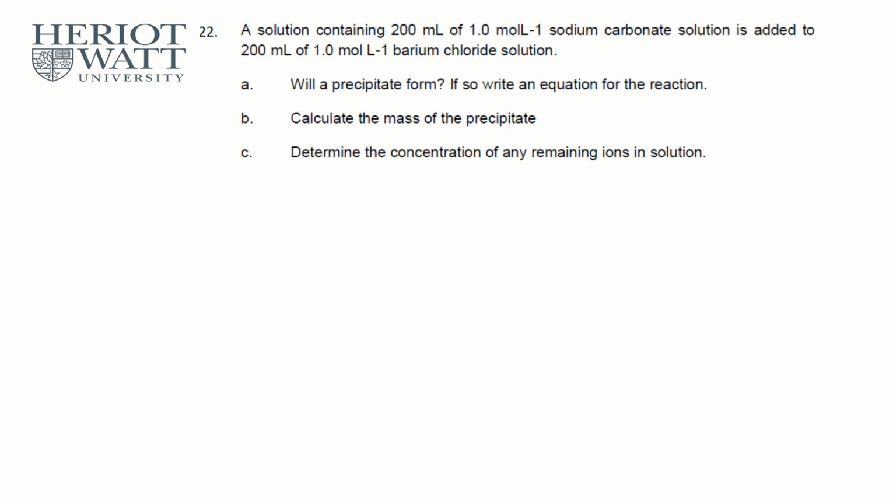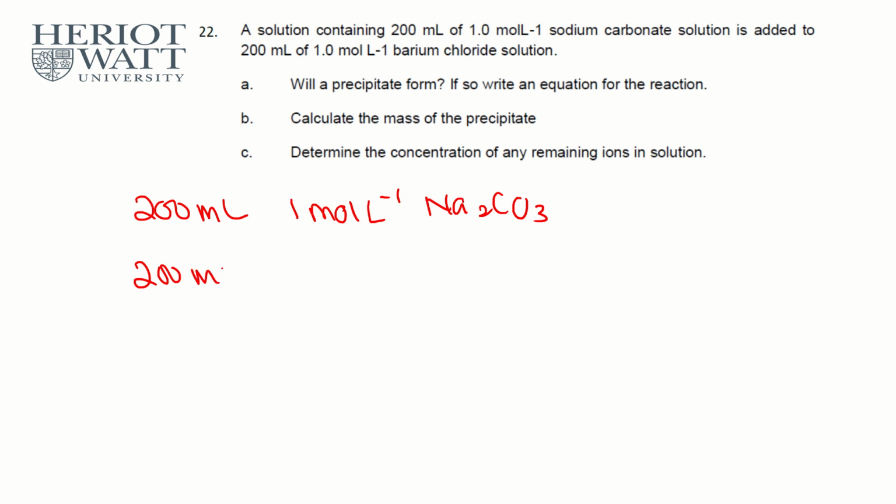Now a solution containing 200 ml of 1 mole per liter sodium carbonate. Okay, 200 ml, 1 mole per liter sodium carbonate. And then also 200 ml, 1 mole per liter barium chloride. All right, and then will a precipitate form? If so, write an equation for the reaction. So I'm answering A. Will a precipitate form?